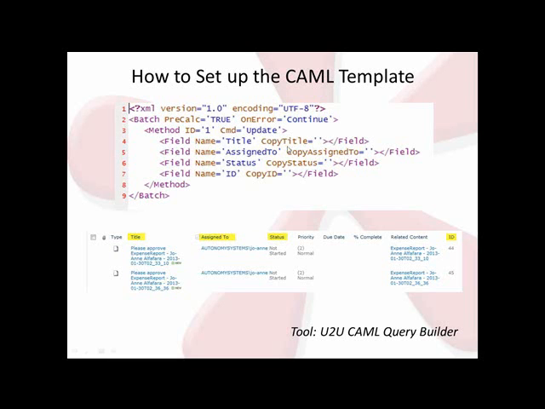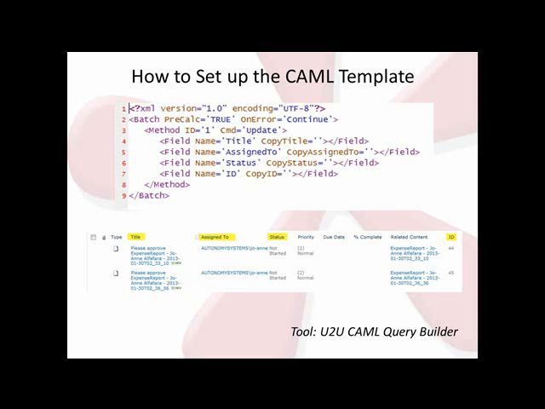Actually, you can change that action to new or delete if necessary, but in this scenario, we want to update the task item in the task list in SharePoint. And underneath, you will see the SharePoint task list image I have here. I have highlighted the columns that I use to map to the CAML template.